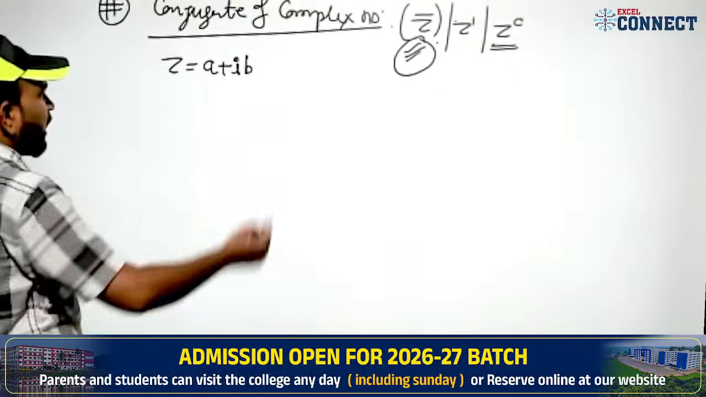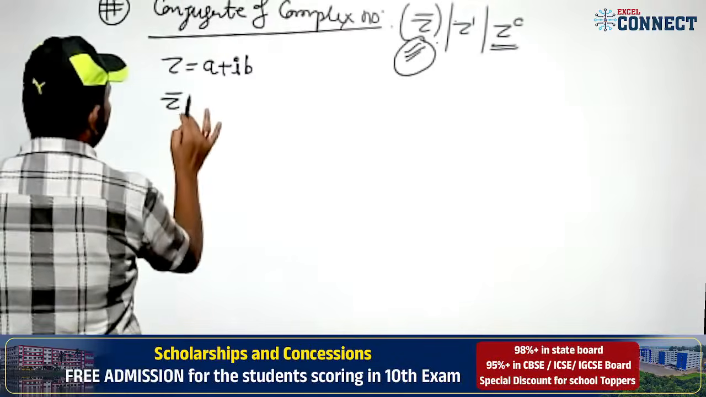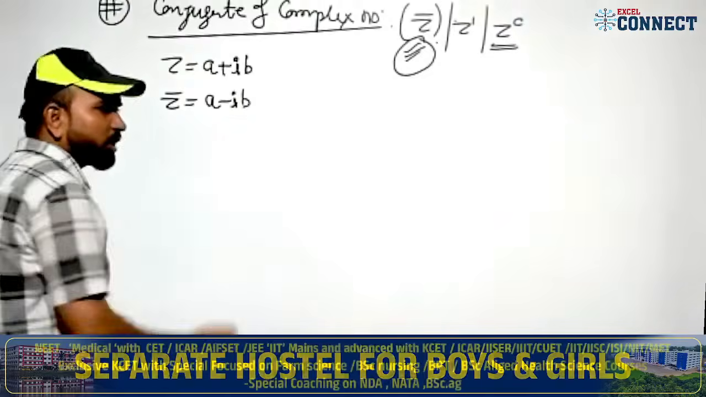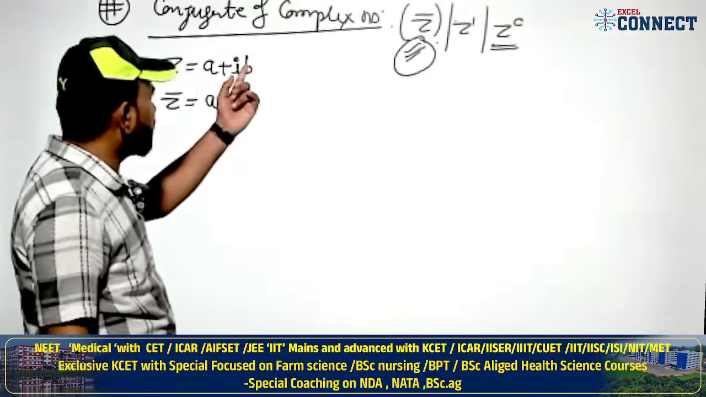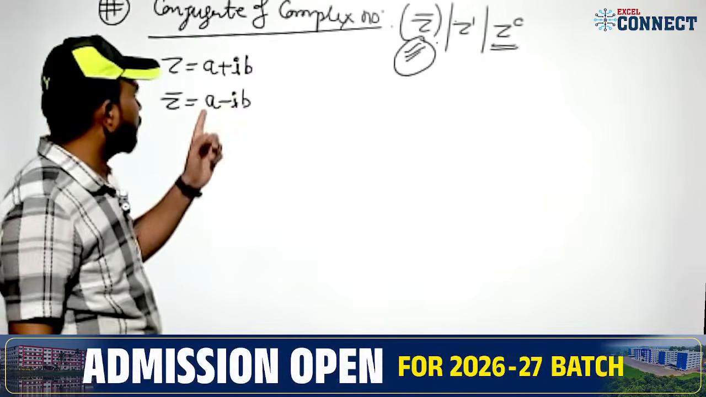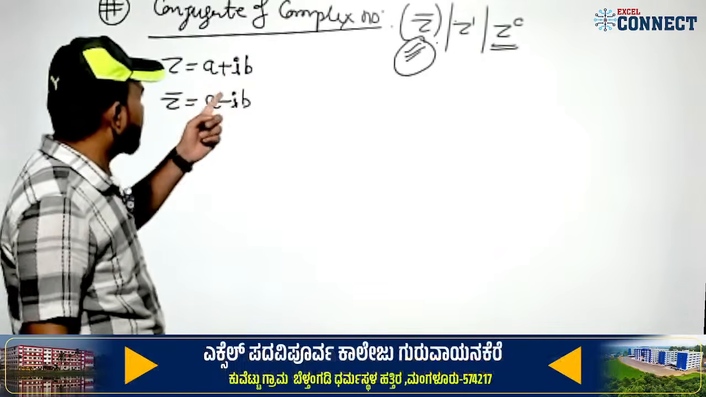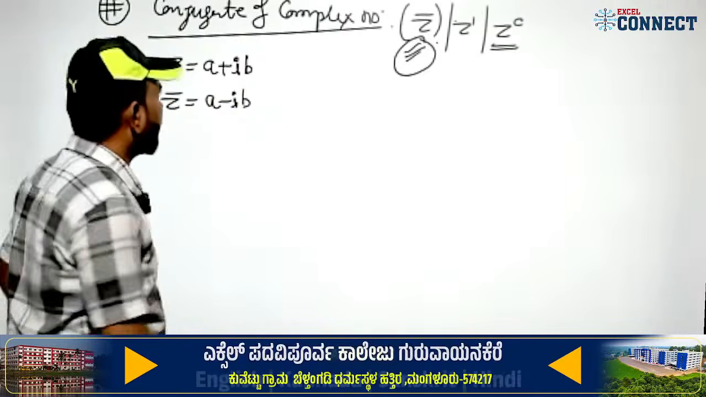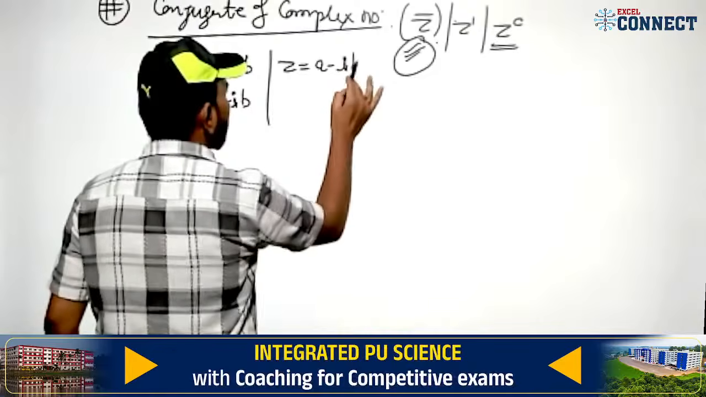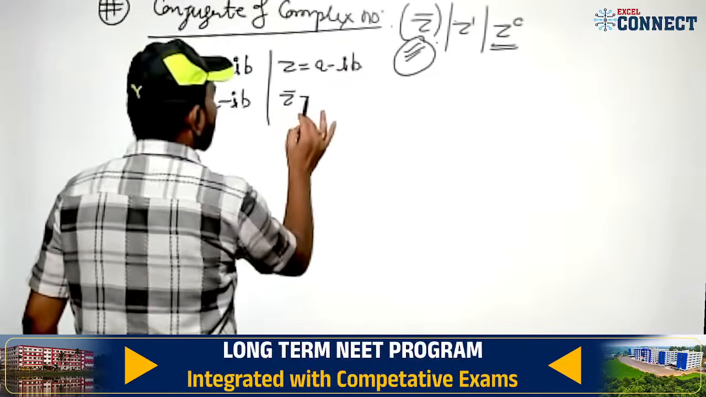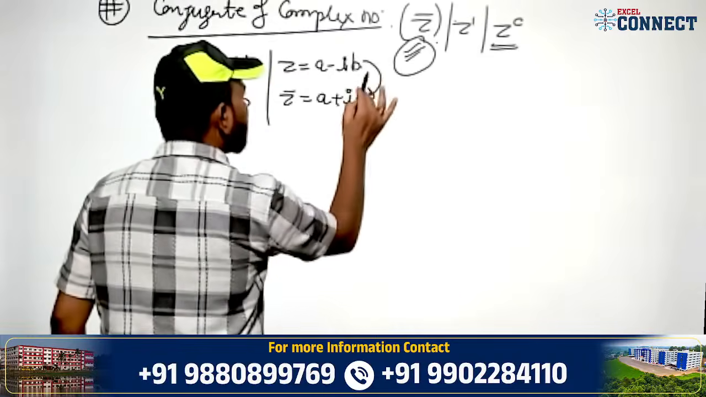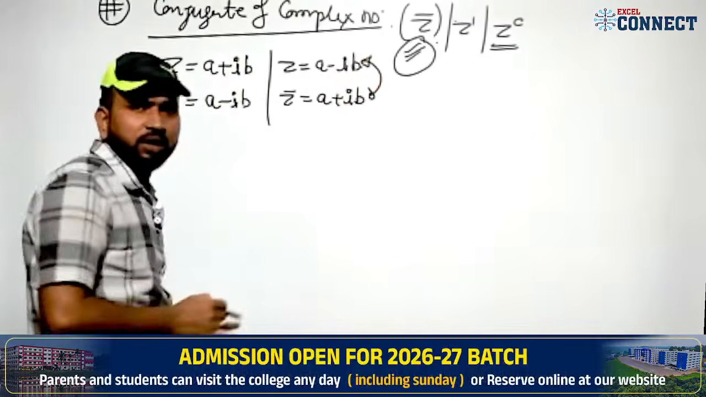So Z bar is what? Actually Z bar is a minus iota b. So what you need to do is put the opposite symbol in the imaginary portion. So Z is this, Z bar is this. If I give Z is equal to a minus iota b, then Z bar is equal to a plus iota b. You need to change the sign of the imaginary part only. Do not change the real part.